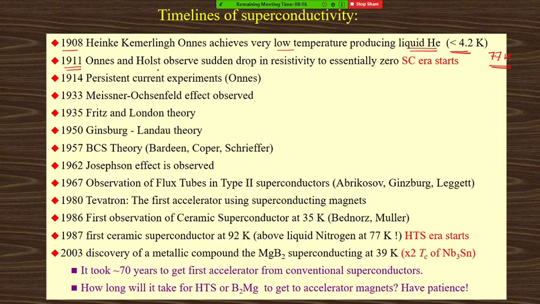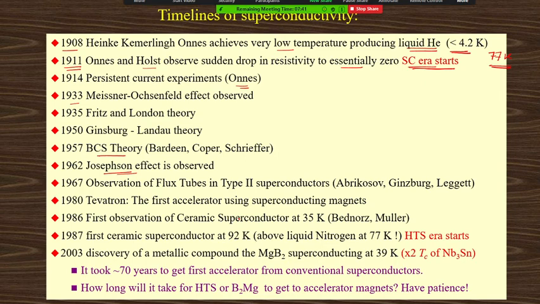In 1911, Kamerlingh Onnes observed the sudden drop of resistivity. This is where the superconducting era starts, from 1911. From 1914, the persistent current experiment was observed. The Meissner effect was observed in 1933, then BCS theory in 1957, and the Josephson effect in 1962. We will study BCS theory and the Josephson effect in this semester.